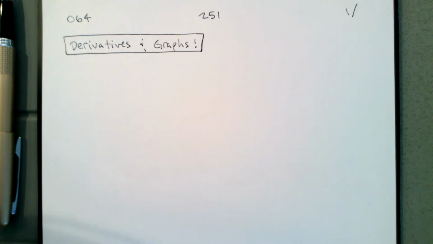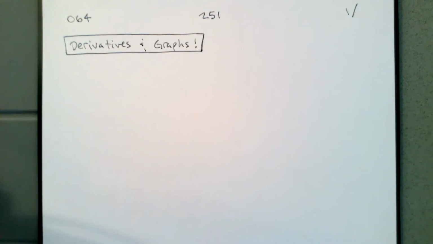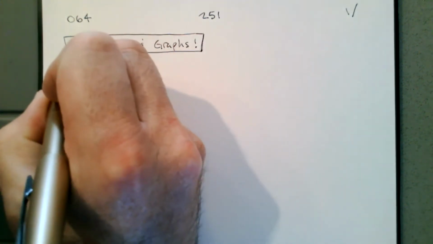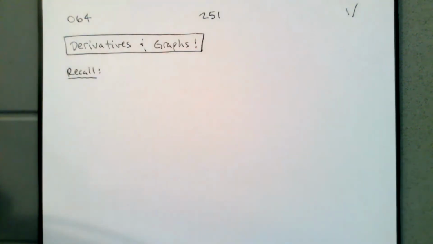Today, we want to revisit a topic that we've talked about a little bit in the past, and that's the relationship between derivatives and graphs. Specifically, what derivatives tell us about the direction of a function and what the second derivative tells us about the concavity of a function. So let's recall some things. The sign of the first derivative tells us about the direction of the function.